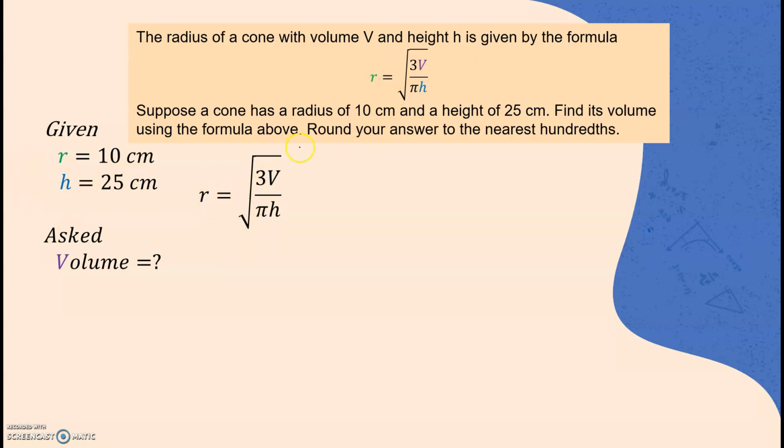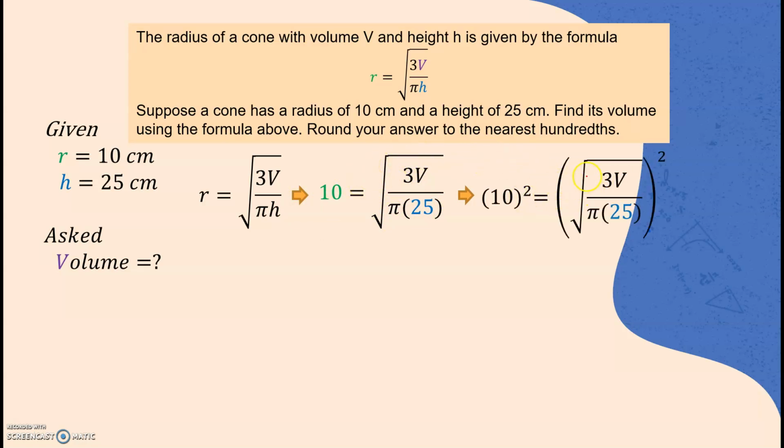So, R equal to the square root of 3V all over pi h. So the R becomes 10, and H becomes 25. And then, we now take the square so that we can eliminate the radical symbol. We have to square both sides, right? Because this will cancel.